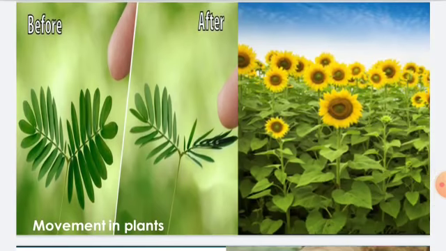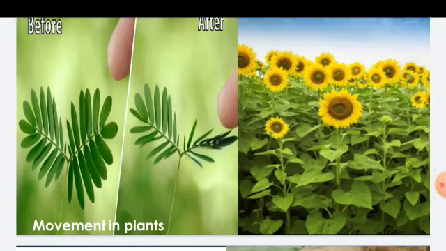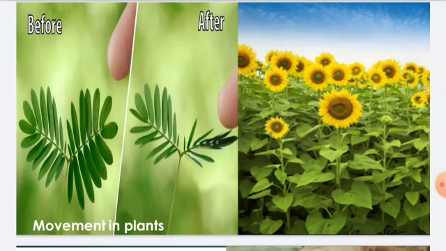It is very important for you to understand that like the animals, the plants also show movement. The first example is of a very common plant known as touch me not. In Hindi you call it the chui mui plant. On touching its leaf, it closes. You can see in the picture the sunflower, which is a very common example that we know follows the movement of the sun.